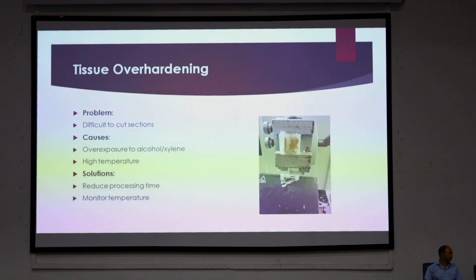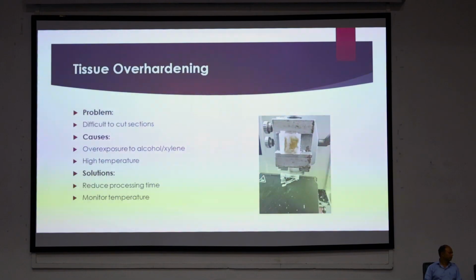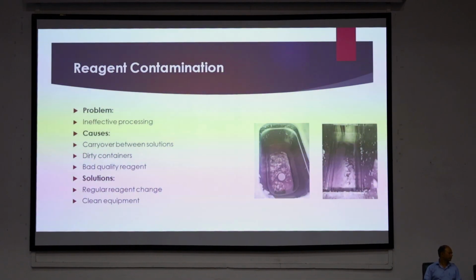The temperature is important because high temperatures decrease the penetration time. So if the reagents have penetrated well enough in less time, then the normal time may be excessive for the tissue. So you need to reduce processing time overall. As both alcohol and xylene are involved, you need to reduce overall processing time and monitor temperature regularly.